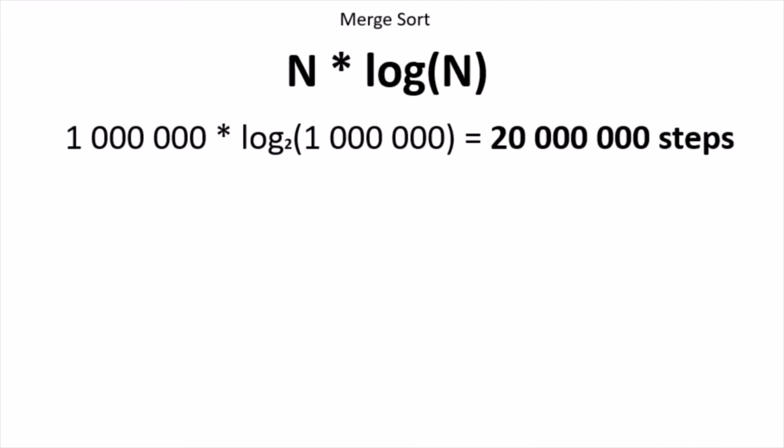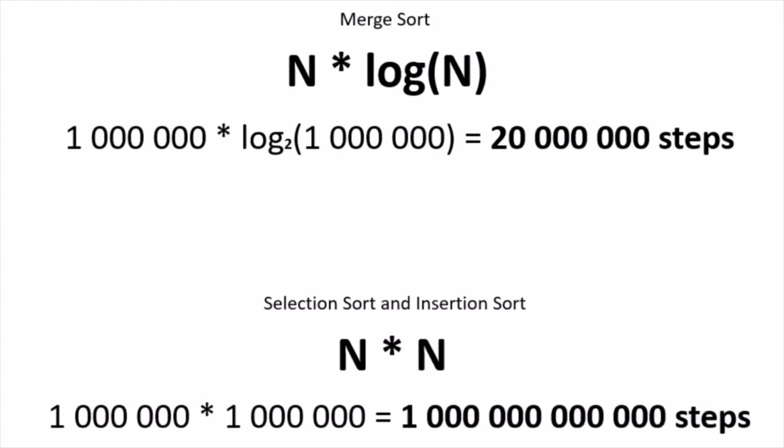To compare, the first 2 ways of sorting I showed at the beginning have a runtime of n times n, or n squared. So if we were sorting 1 million papers using one of those methods, it would take 1 million times 1 million steps, aka 1 trillion steps to complete.